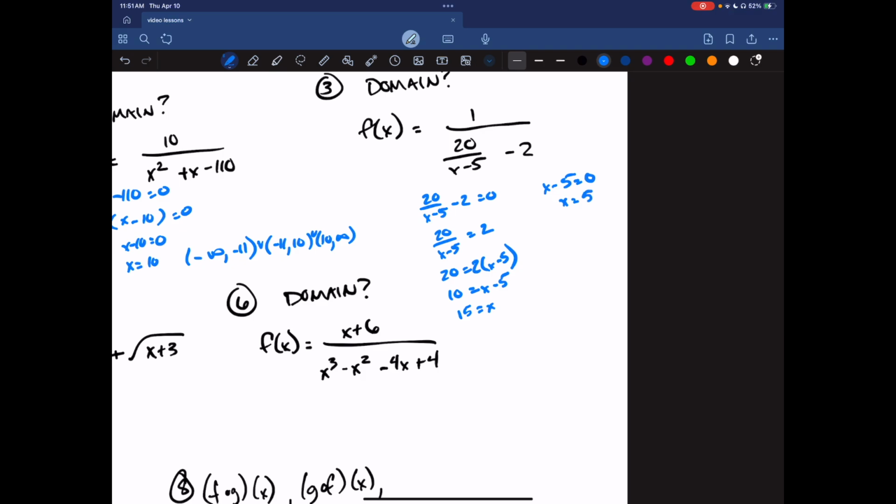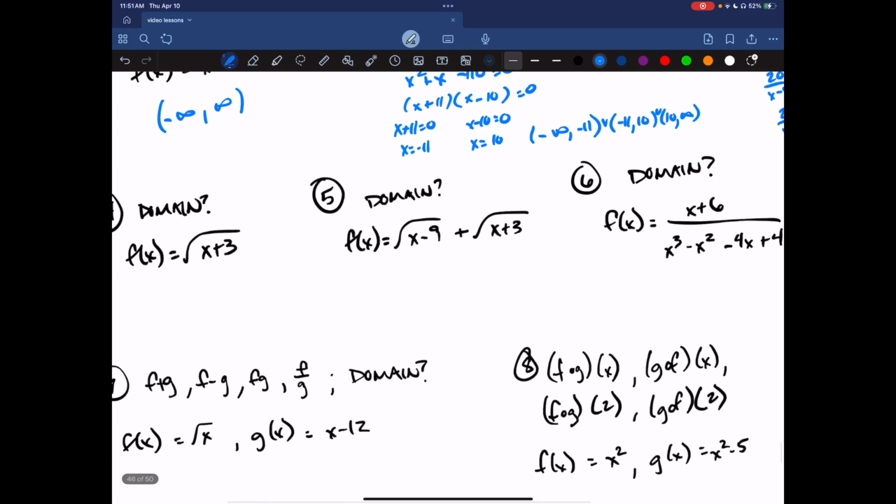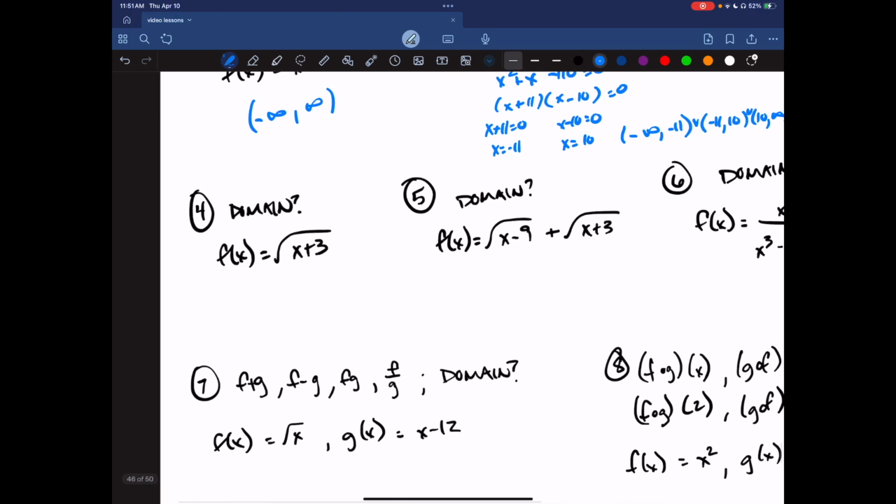So just like number 2, I have two holes in my graph at 5 and 15, and I'm going to write my interval very similarly. So this is going to be negative infinity to 5, 5 to 15, and 15 to infinity. And that's how you do it. That's your domain. So again, on these first few problems, all you're doing is trying to figure out what makes my denominator 0, or what is going to break my domain. And then whatever it is, you write your domain with those breaks in it.